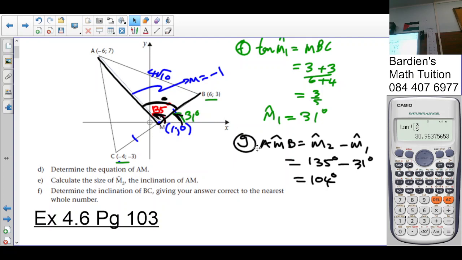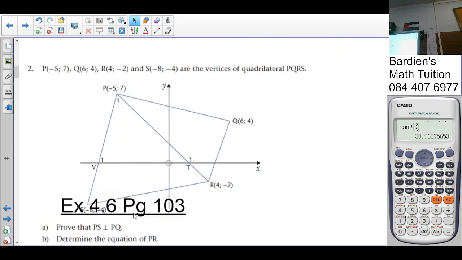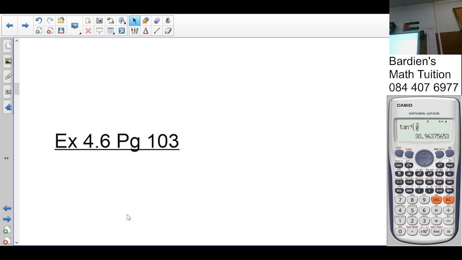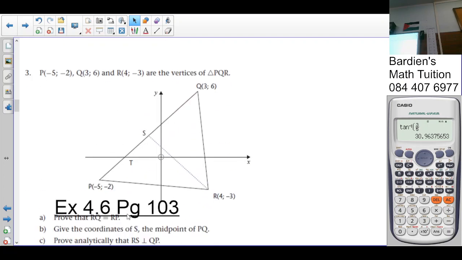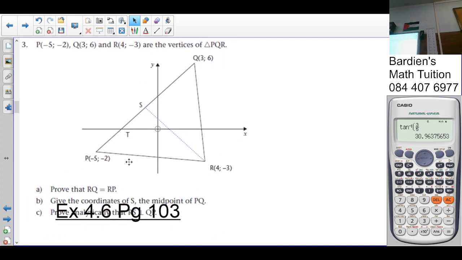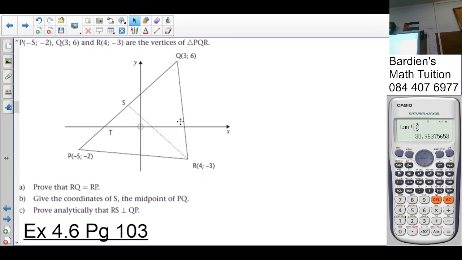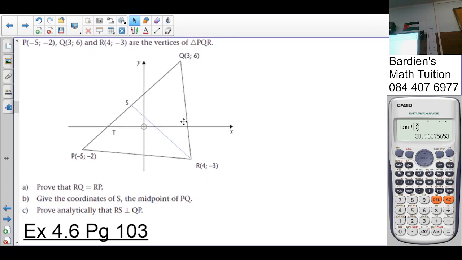Guys understand? Right, let's carry on. Number 2 you didn't have to do at this point. Number 3 was the next one you had to do, correct? So here in number 3 we are told P, which is -5 and -2, Q, which is 3 and 6, R, which is 4 and -3, are the vertices of triangle PQR.